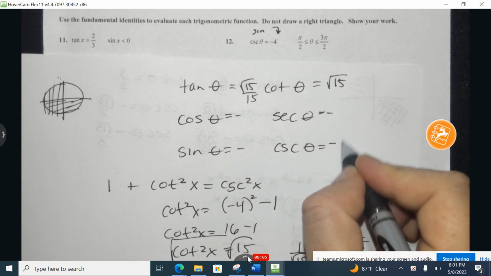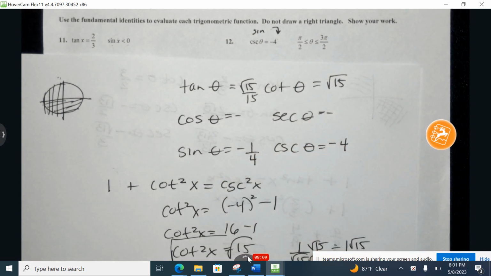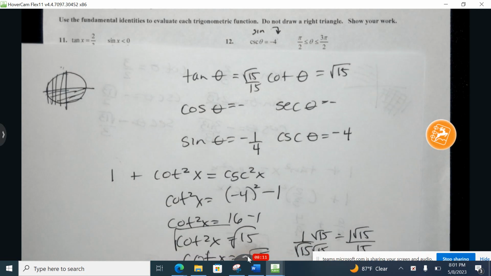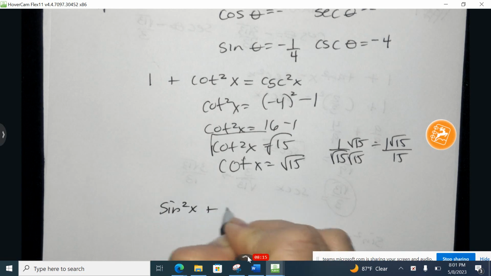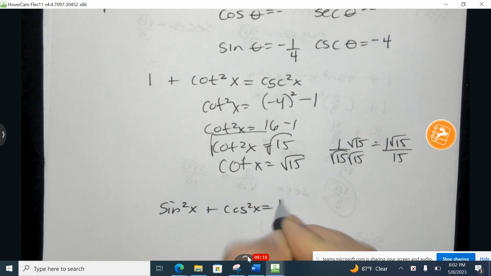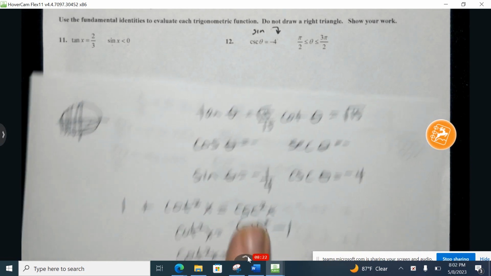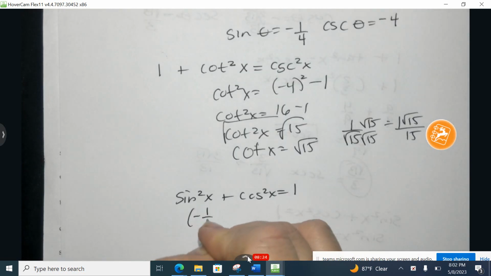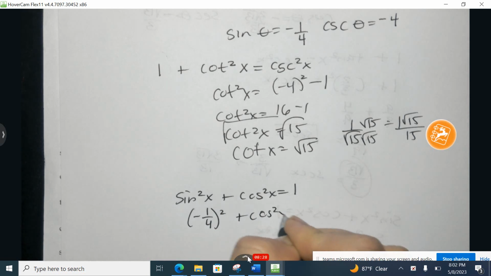I was given the cosecant is negative 4. Its reciprocal is 1 over 4. It keeps the same sign. Okay, so I know a sine. Let's go with that. Sine squared x plus cosine squared x equals 1. I know that the sine is negative 1/4. So this is negative 1/4, and then we're going to square it, plus cosine squared x equals 1.